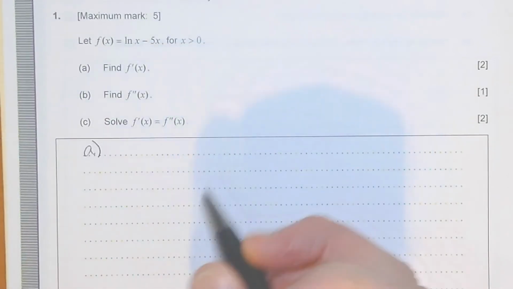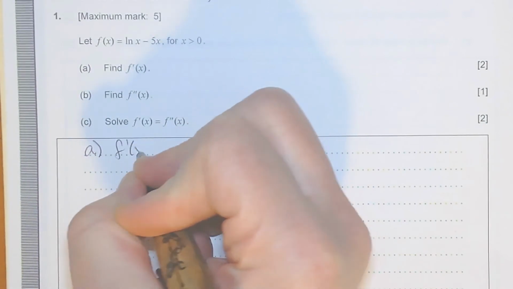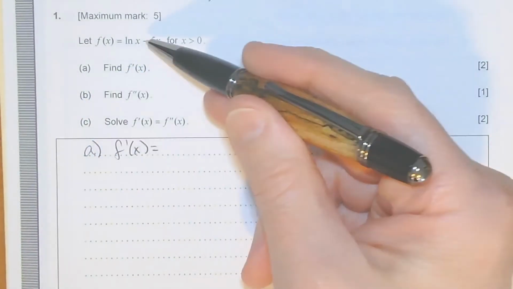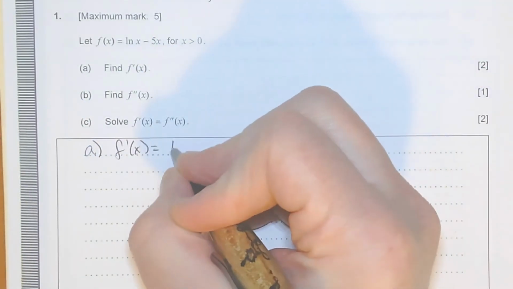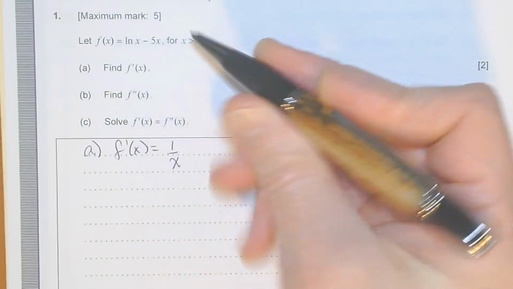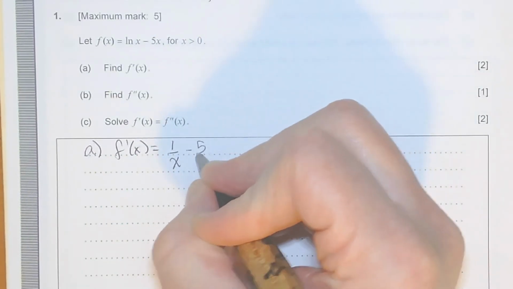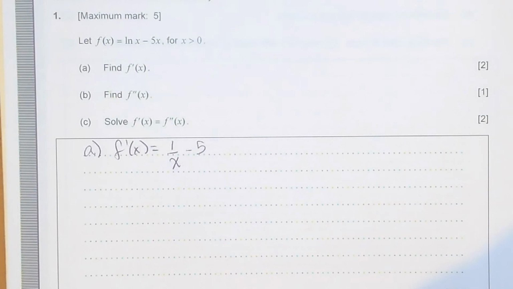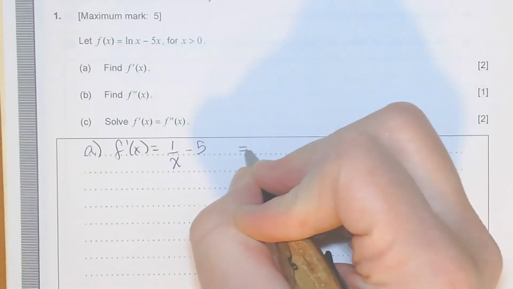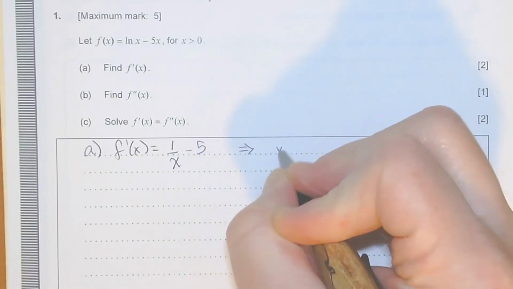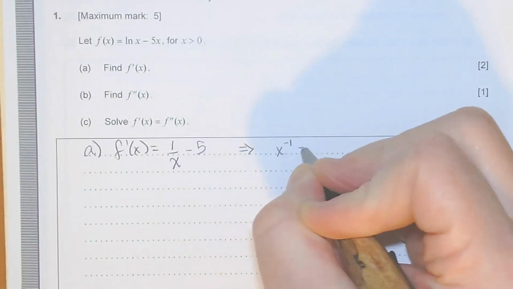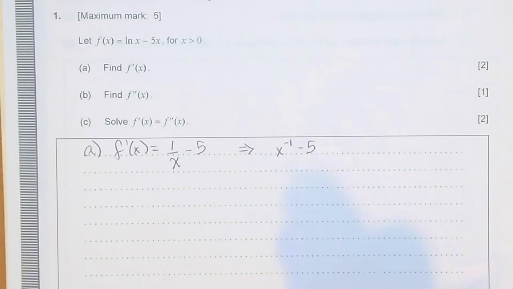So f prime of x equals, well, the derivative of the natural log of x is 1 over x, and the derivative of minus 5x is simply minus 5. You can leave it like that. That would get you full points. But I notice that for part B, it's going to ask me for the second derivative, so I'm going to go ahead and rewrite it as x to the minus 1 minus 5. Either answer is perfectly fine.